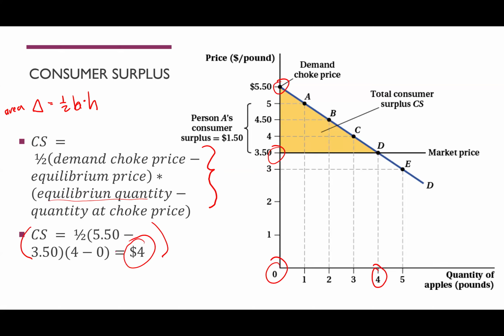In this case, it's $4, right? We have 1/2 times 5.50 minus 3.50, times 4 minus 0. 5.50 minus 3.50 is going to give us 2, and 4 minus 0 is 4. So that gives us 1/2 times 2, which we can reduce down to 1, and we're just left with 4.